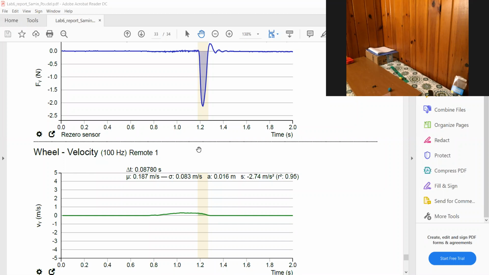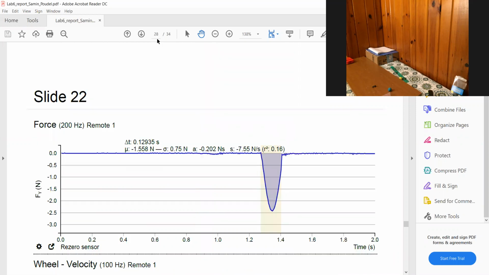So you can see the shape is similar for both of them. The graph is similar, so only the delta t is changing.